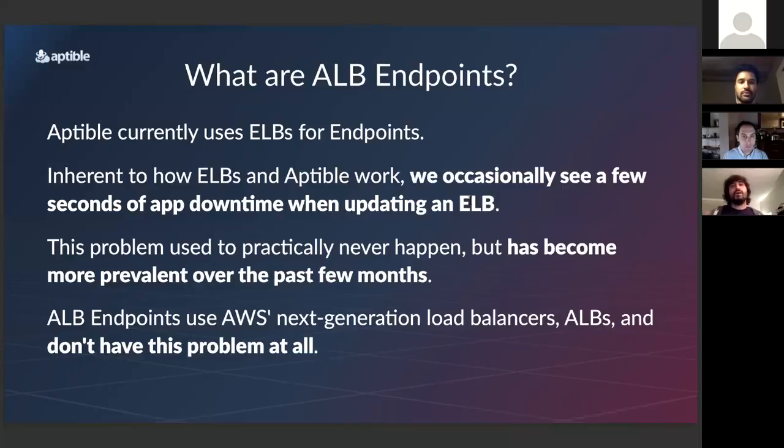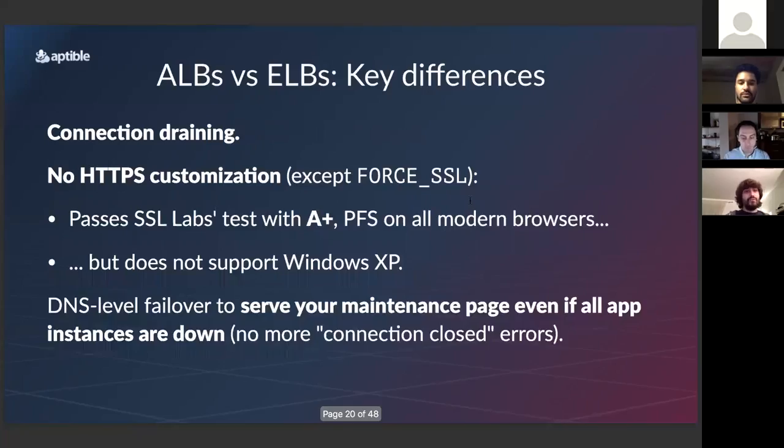This used to practically never happen. We never saw that before, but now we're seeing it more often. It's becoming more prevalent over the past few months. So to resolve this, we started working on a solution that essentially doesn't have this problem, and this is what ALB endpoints are. You'll never see any downtime when updating an app using an ALB endpoint. And in fact, you'll even see something better. You'll see connection draining, which is not available in ELBs right now, but is available in ALBs.